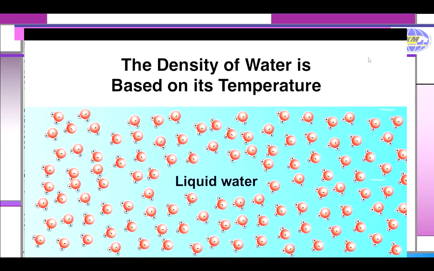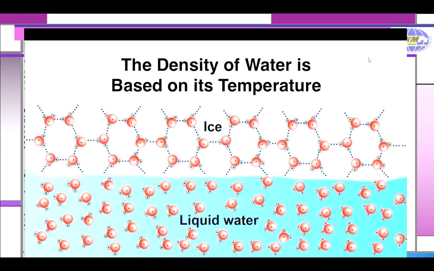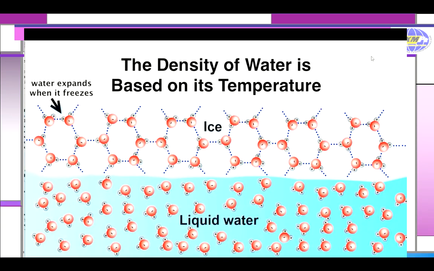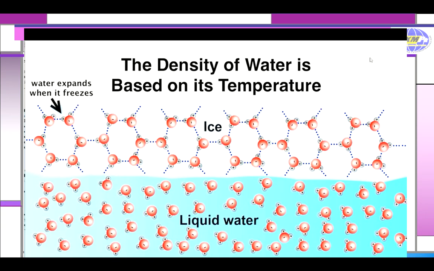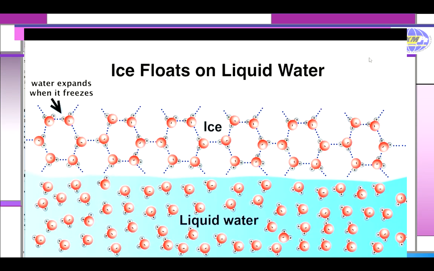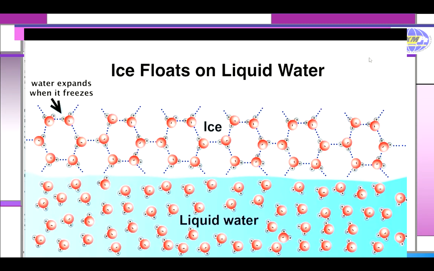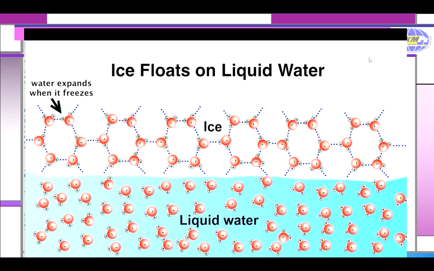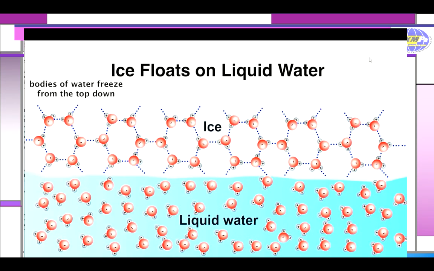Unlike many other compounds which contract when they freeze, the configuration of the hydrogen bonds in water causes it to expand when it freezes. This expansion causes ice to have a lower density than liquid water, and therefore ice floats on liquid water. If ice were more dense than water, it would sink, and ponds and lakes would freeze solid, making life there impossible. Instead, bodies of water always freeze from the top down.